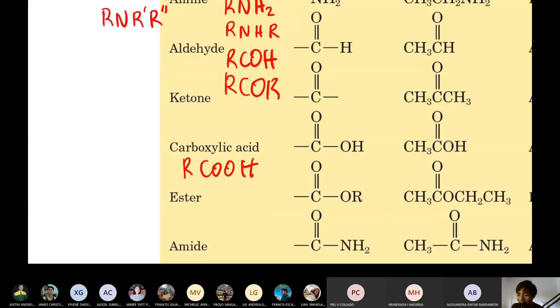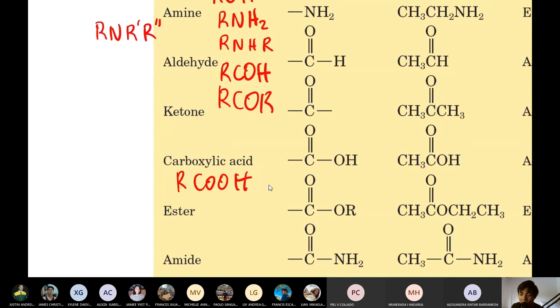Ester. O yung ester naman, R-COOR naman yan. Don't confuse yourselves with R-CO-R. R-CO-R to, tawag ko dito R-CO-R. So yan, pag R-COOR, ester. Pag R-CO-R, ketone. C double bond O, tapos may OR. Again, R can be any carbon groups. Basta R, carbon group yan.